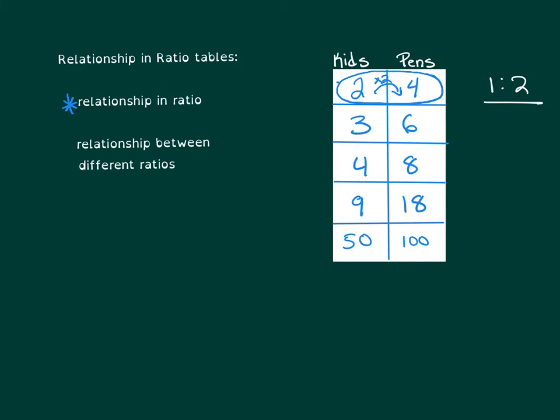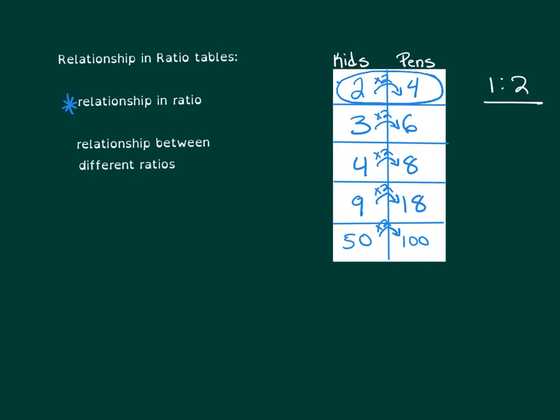Same thing here. What's the relationship between the kids and the pens that I have here? 3 and 6. Well, 3 times 2 is going to give you 6. 4 times 2 is going to give you 8. 9 times 2 is going to give you 18. And 50 times 2 is going to give you 100.